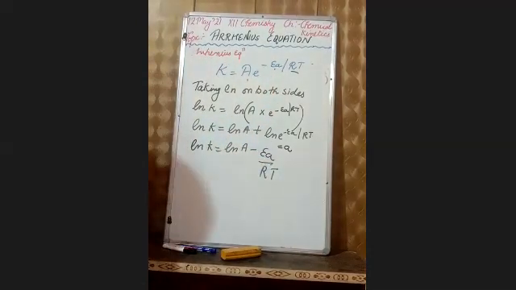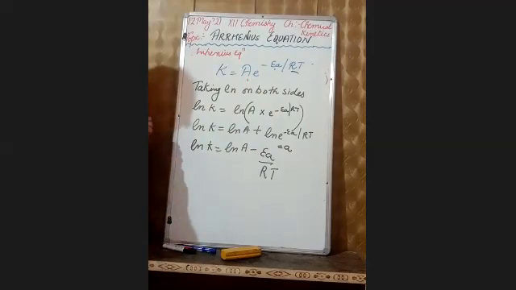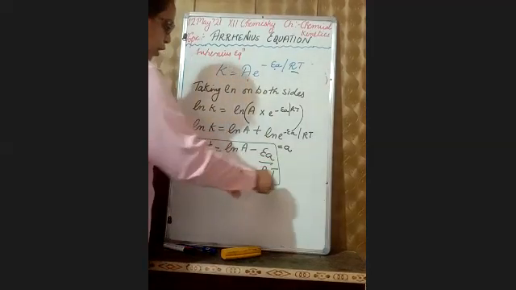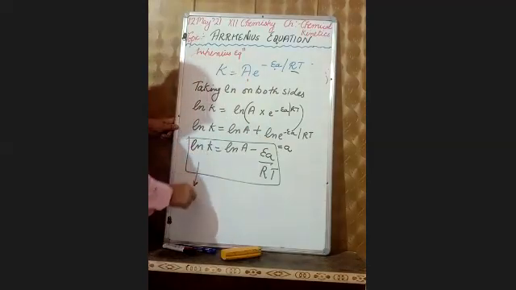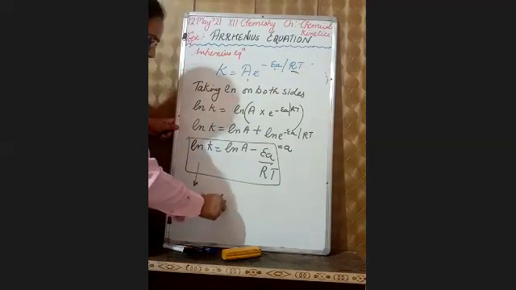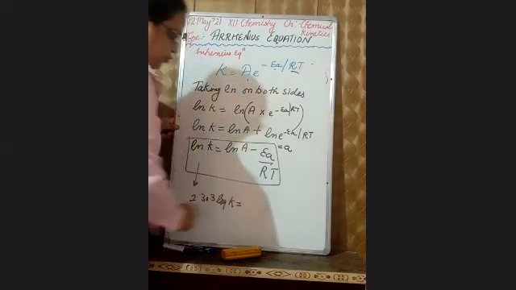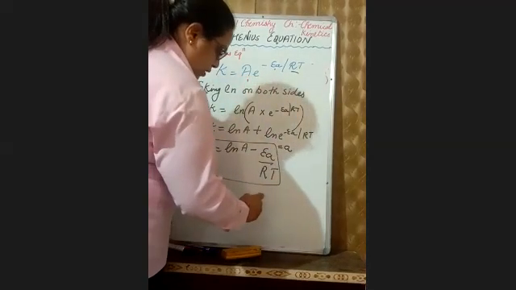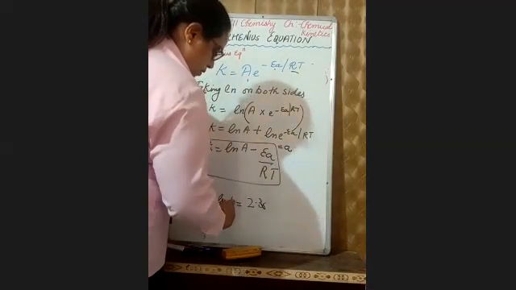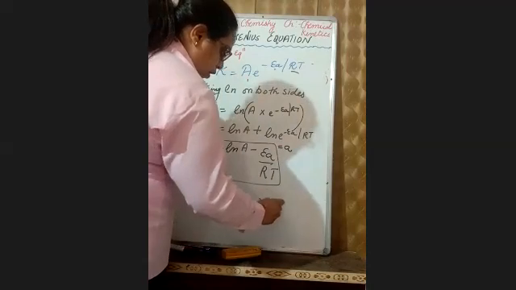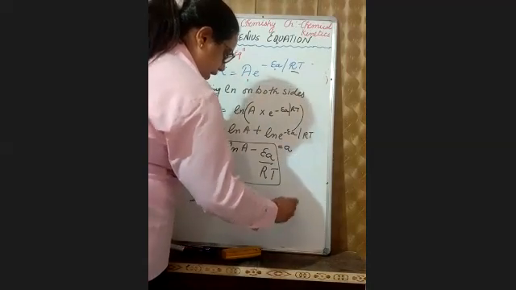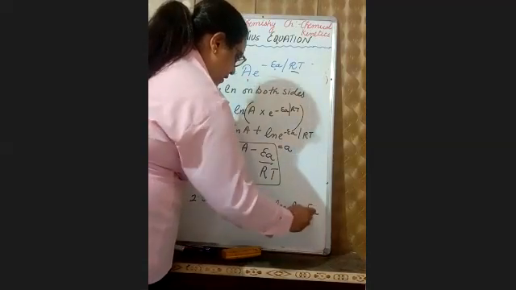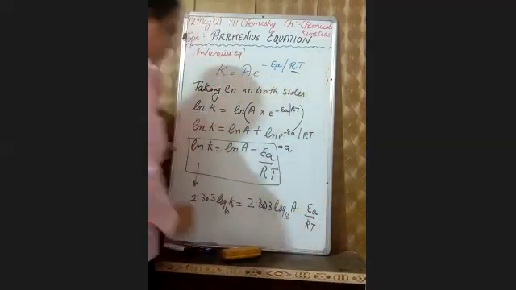Is there any doubt till now? Please let me know. It is a simple equation. Converted into log base 10, it will be 2.303 log k is equal to 2.303 log base 10 A minus Ea over RT.